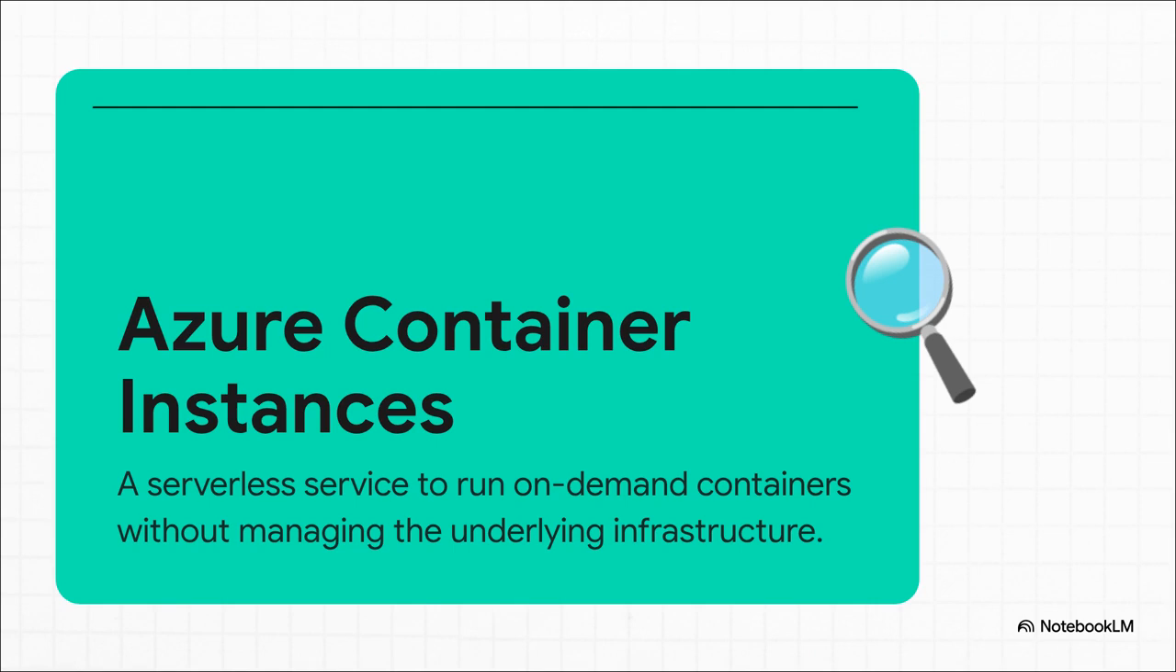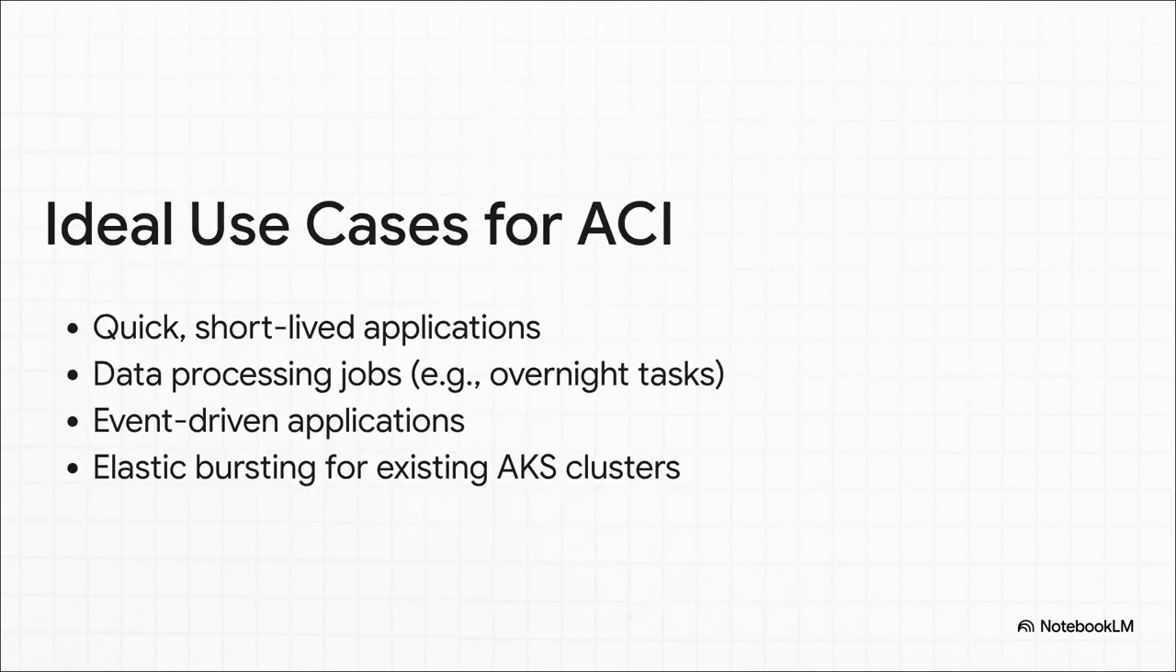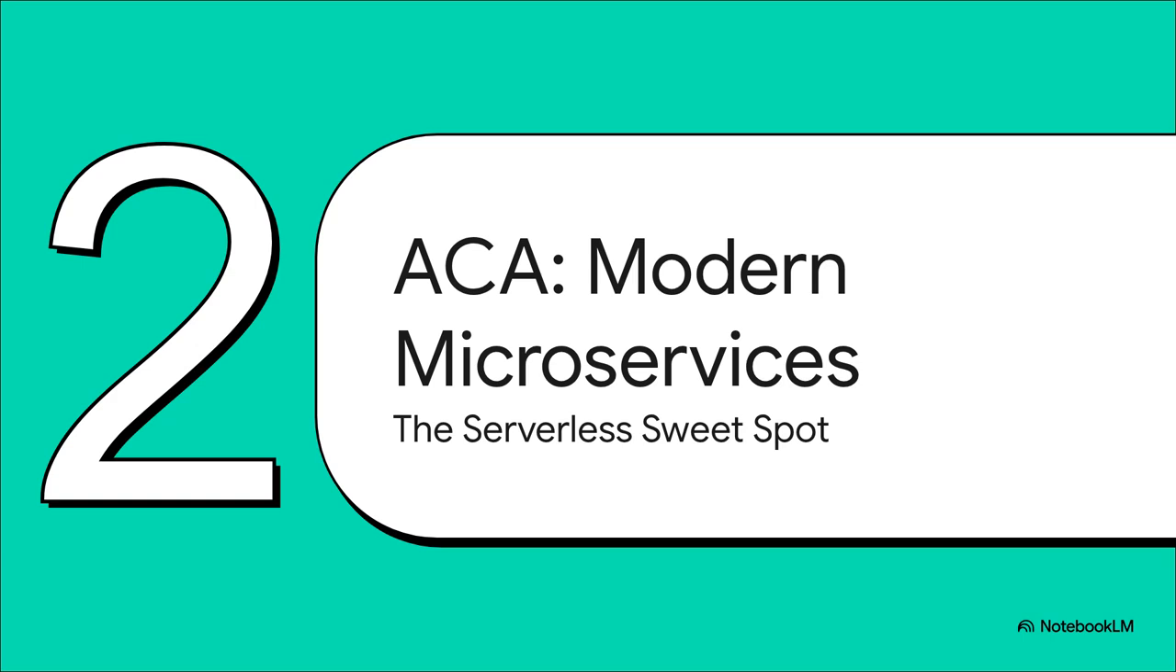Super, super simple. So when would you actually use this scooter? Well, think about quick, short-lived jobs. Like a data processing task that needs to run overnight and then just disappear. Or maybe some simple event-driven apps. But here's a really cool pro tip use case. You can actually hook up ACI to your existing AKS cluster for what's called elastic bursting. This gives you instant on-demand capacity to handle a sudden traffic spike without messing with your main cluster. Pretty neat, huh?